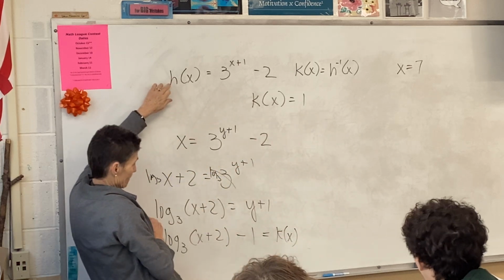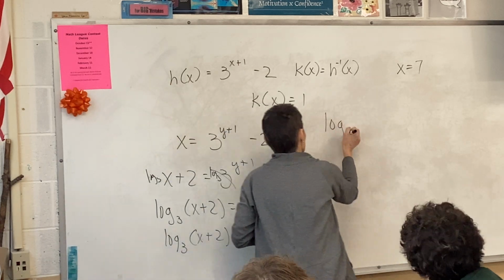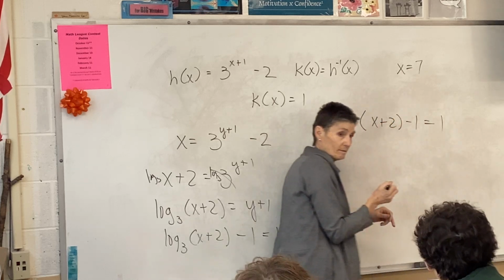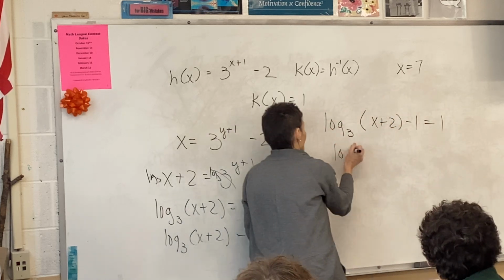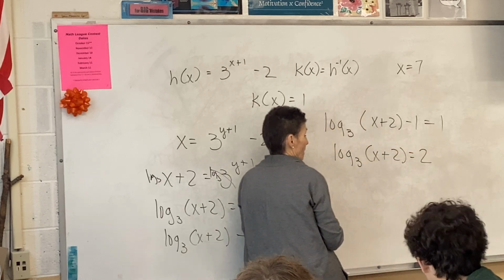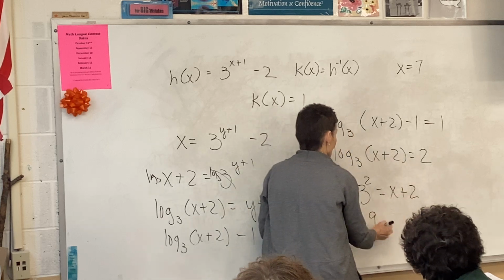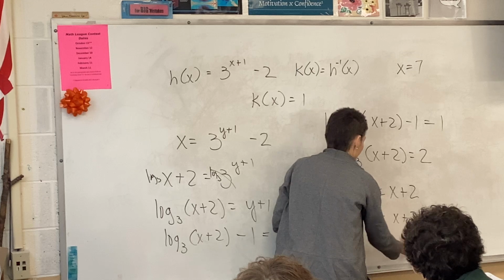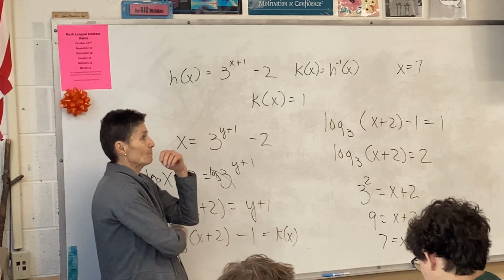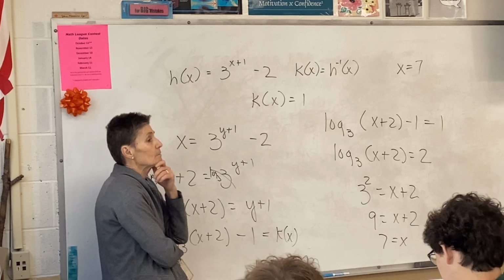Yep, and then you're looking for k of x equals 1, so I set that all up with a 1. So log base 3 of x plus 2, minus 1, equals 1. And I added the 1 over. Log base 3 of x plus 2 equals 2. And then I loop-de-loop: 3 to the second equals x plus 2. Beautiful.